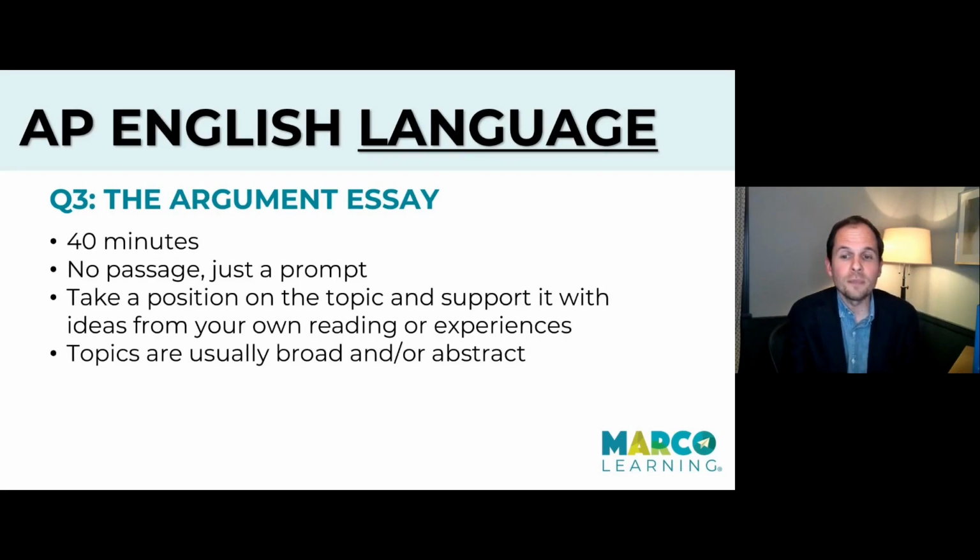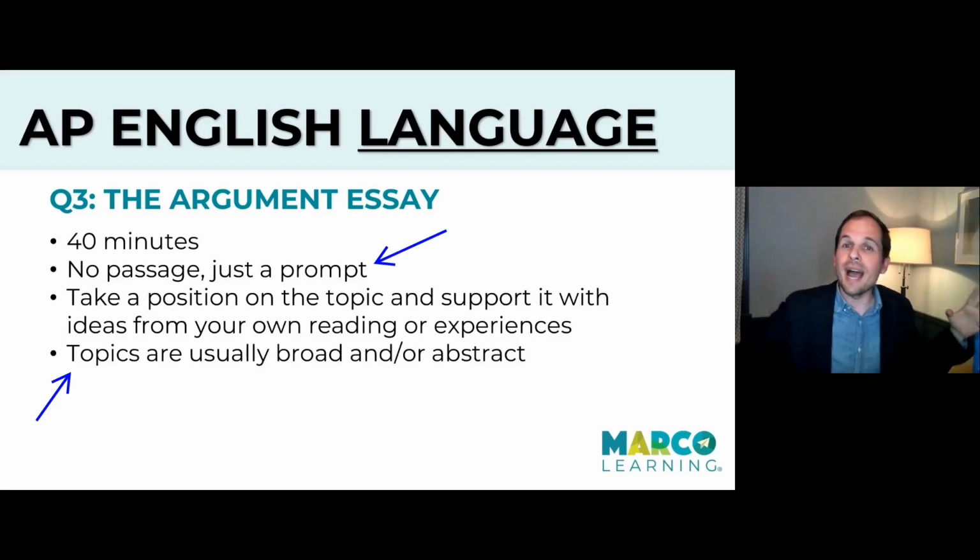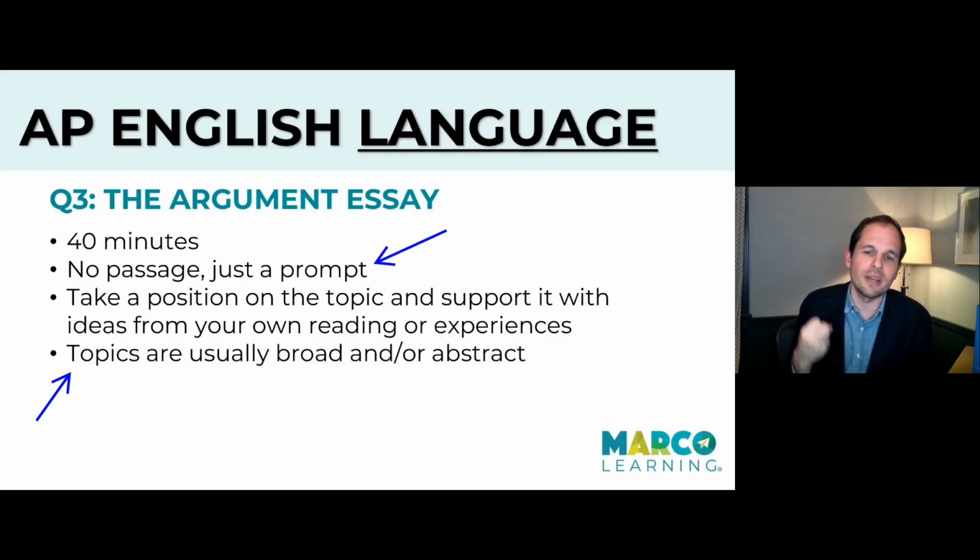The final AP English Language essay is the kind of open-ended one. It's the argument essay. You get a short prompt. There's nothing to read, and you're going to take a position on a topic. And we say that the topics are broad and abstract. These are more open-ended things. I think, was it 2019 that the exam was about things that are overrated and the significance of that in contemporary culture. You can draw from outside experiences. We're going to talk about some strategies for how to come up with good outside experiences and work on these.